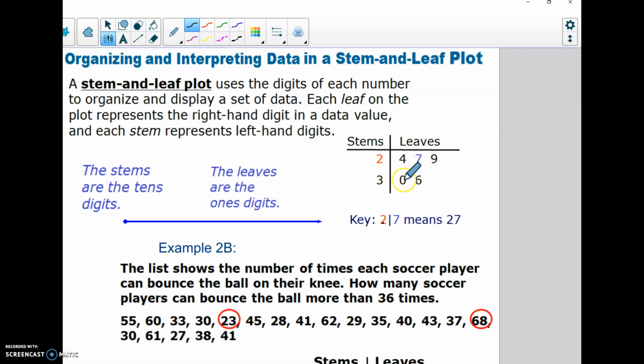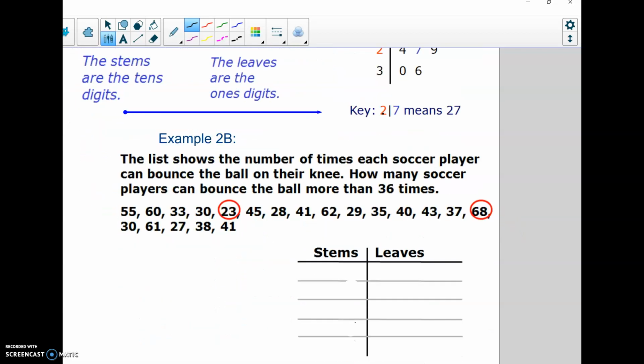And then I have 30 and 36. Okay? So what I'm going to do is make a stem and leaf plot from these numbers here. And what I see is the smallest number is 23, and the largest number is 68. So for my stems, I'm going to make them tens. So I don't have any tens, but I'll just start with tens, 20s, 30s, 40s, 50s, and 60s.